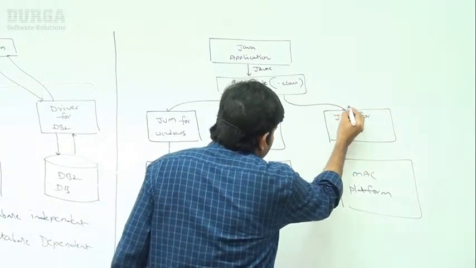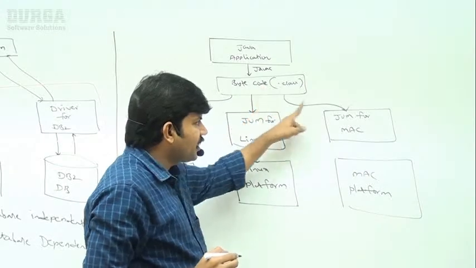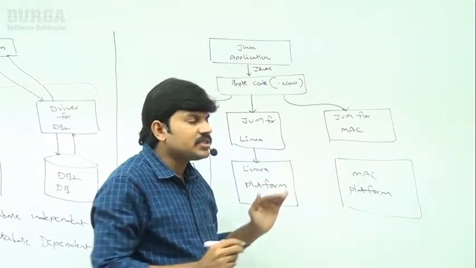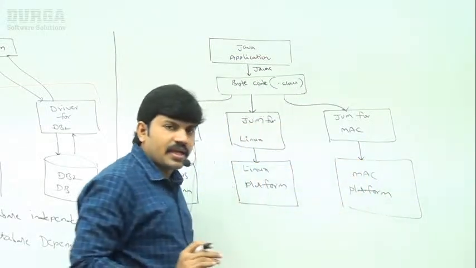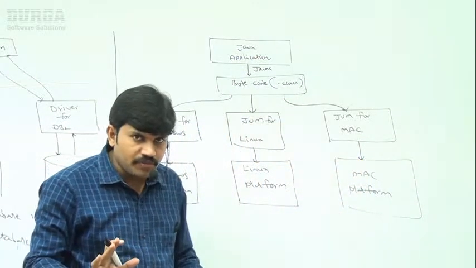Now here, sir, this bytecode will be the input for this JVM. This JVM will provide the corresponding Mac specific code. The Mac machine can run this code. Everyone can understand, right?